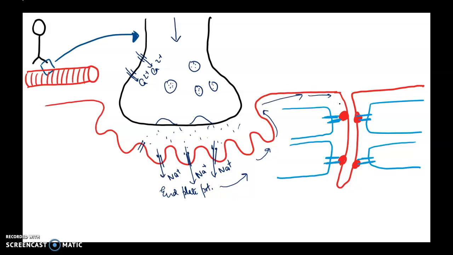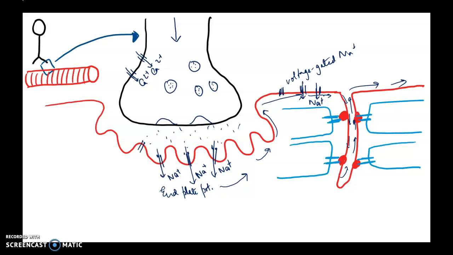the sarcolemma down the T tubules, and thereby the action potential sweeps all over the sarcolemma and also down the T tubules. As the action potential sweeps across the sarcolemma, we have these channels, and these are called voltage gated sodium channels. They open up and more sodium comes in.